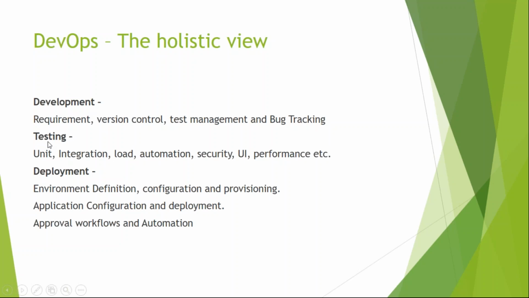Then we have testing, doing testing at each and every level, like writing unit tests, then integration testing, load testing, automation, security, UI testing, performance testing. So all these things are part of DevOps culture. Then deployment of the code. Deployment of the code includes environment definition, configuration, and provisioning. So everything related to the infrastructure.